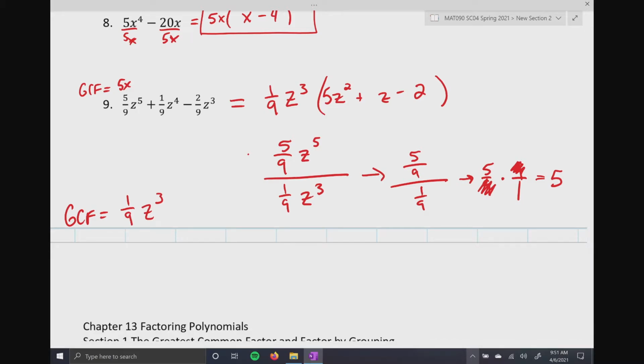Factoring out a fraction may seem like it's more difficult, but it's not. All you have to do is just move that denominator out front. Once you do that, the coefficients just stay there. 5, 1, and negative 2. Okay? All right. Couple more.